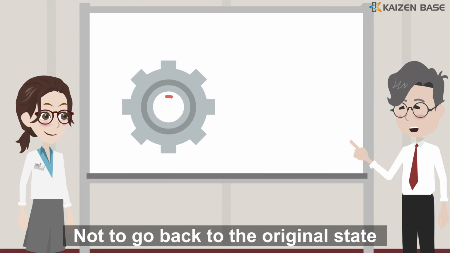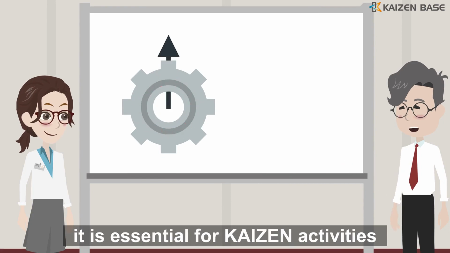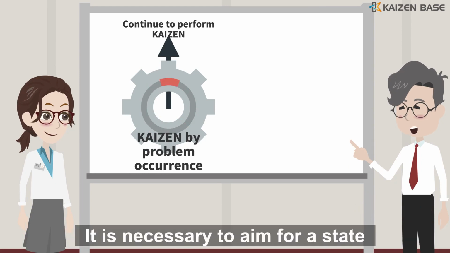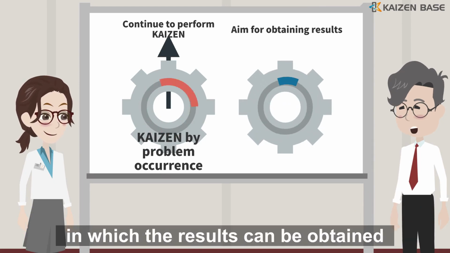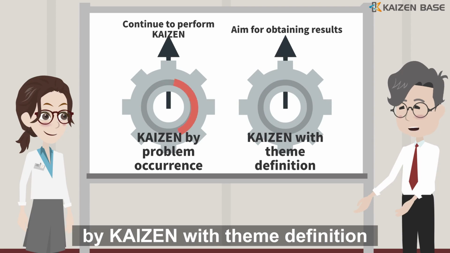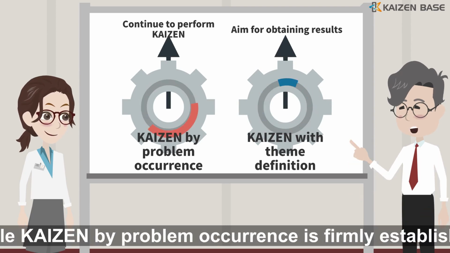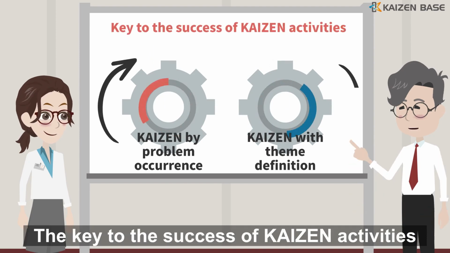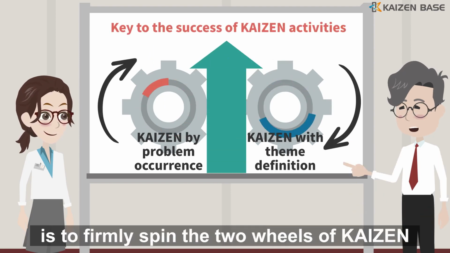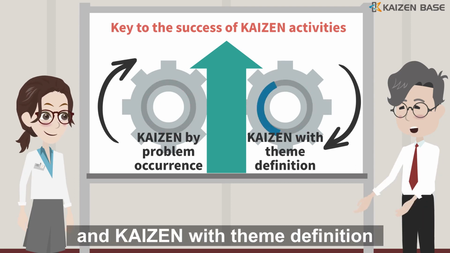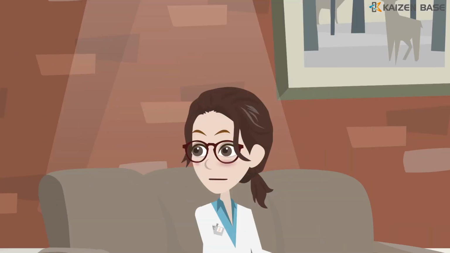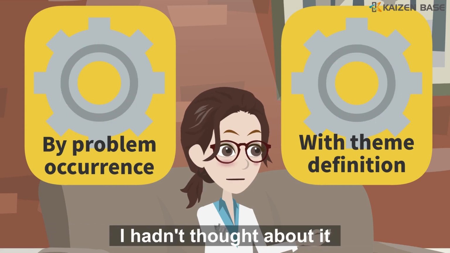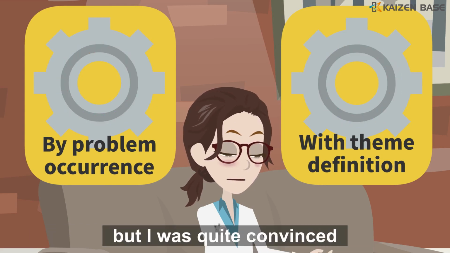Not to go back to the original state, it is essential for Kaizen activities to continue to perform Kaizen by problem occurrence. It is necessary to aim for a state in which the results can be obtained by Kaizen with theme definition, while Kaizen by problem occurrence is firmly established. The key to the success of Kaizen activities is to firmly spin the two wheels of Kaizen by problem occurrence and Kaizen with theme definition. It's important to spin both wheels, isn't it? I hadn't thought about it, but I was quite convinced.